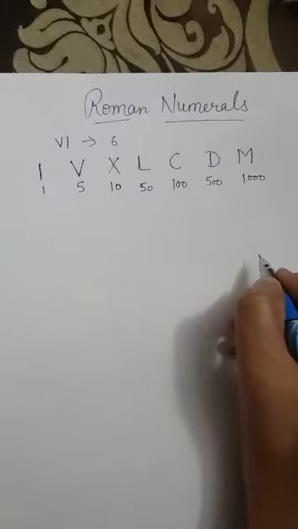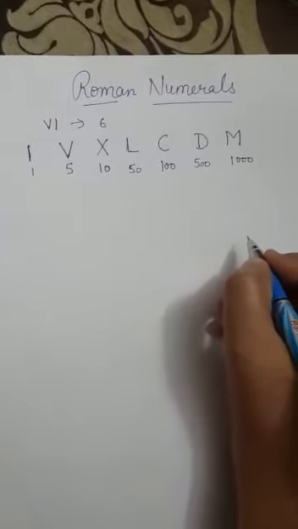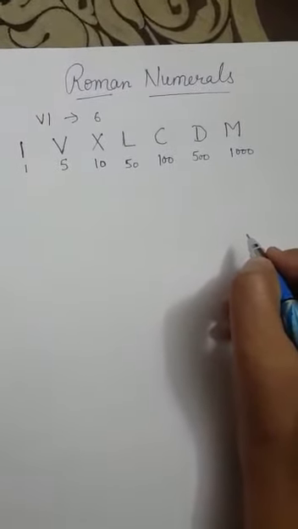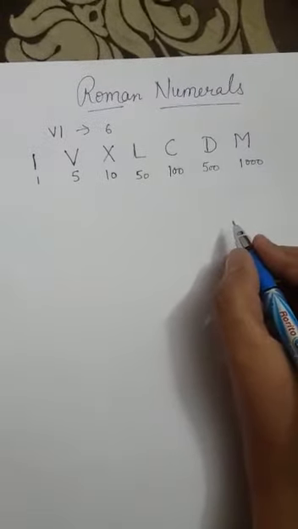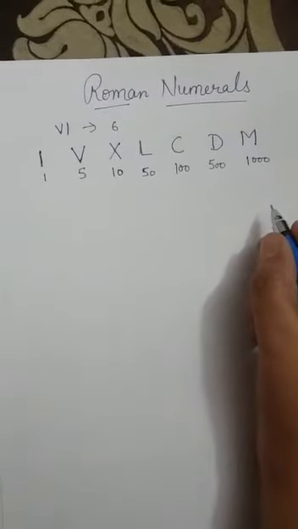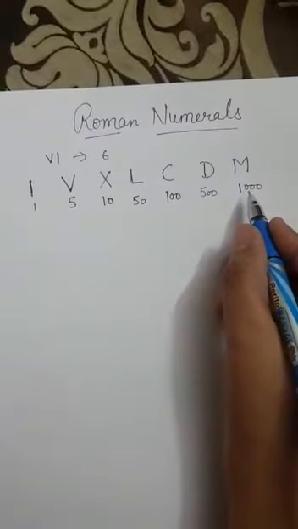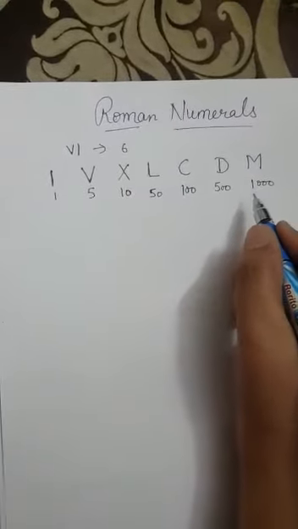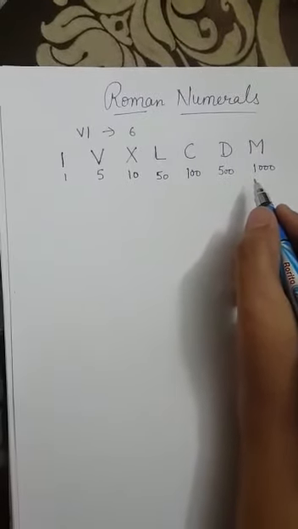Now we will be discussing how to write Hindu Arabic numbers into Roman numbers and Roman numbers into the Hindu Arabic system. Hindu Arabic numbers means the numbers which we used to write. So these are the few symbols we will be using to frame the numbers, and first of all, let us discuss all the rules to frame the Roman numbers.